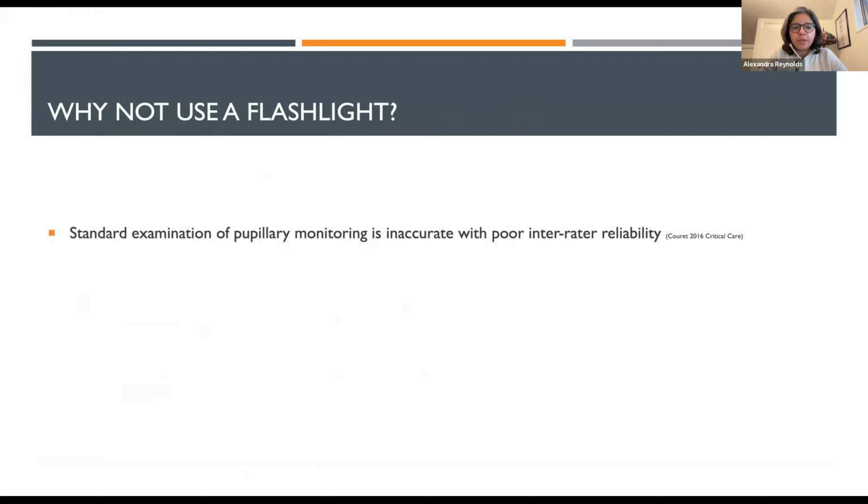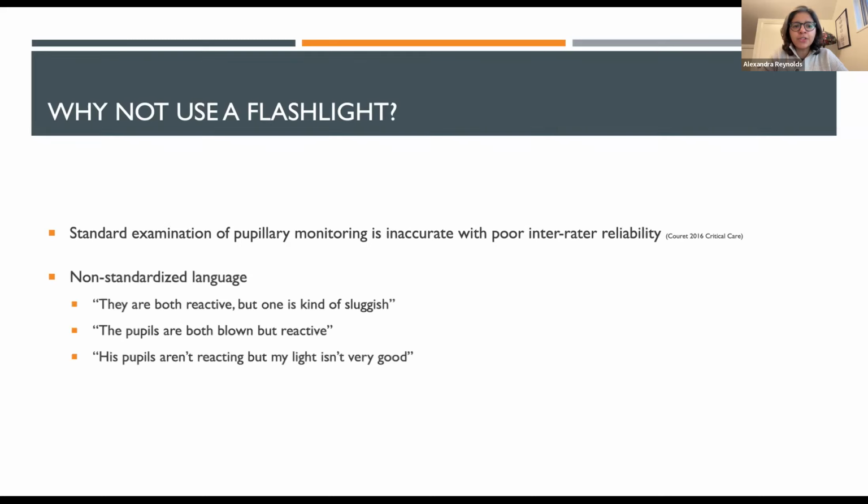But we know that standard examination of pupils is just inaccurate, with poor inter and even intra-rater reliability. These are some examples from when I was a fellow and was getting called and I asked for a pupillary exam. They're both reactive, but one is kind of sluggish. The pupils are both blown but reactive. His pupils aren't reacting, but my light isn't very good. So I really don't know what to do with any of these comments. And I think in particular, when you're trying to sign out an exam to the next person who's taking over for you, saying something like one is kind of sluggish is really not a very helpful way of describing an exam.